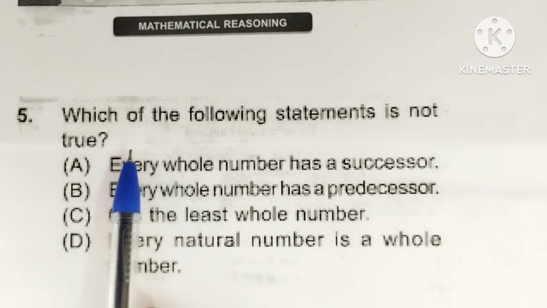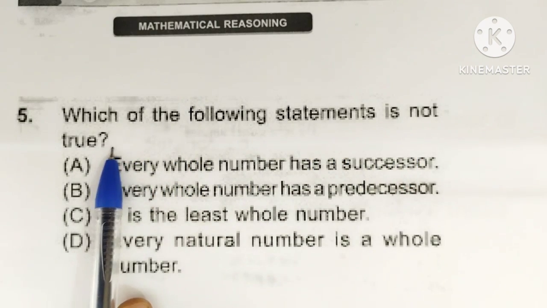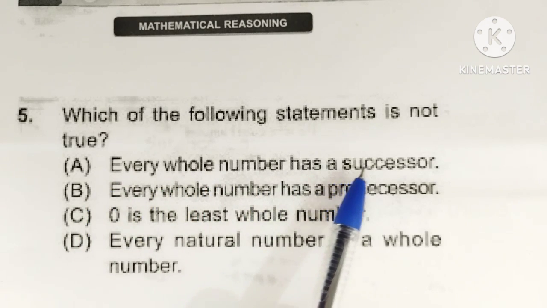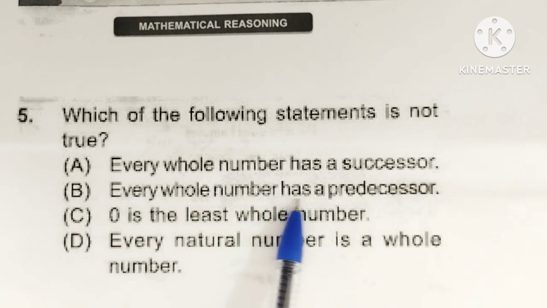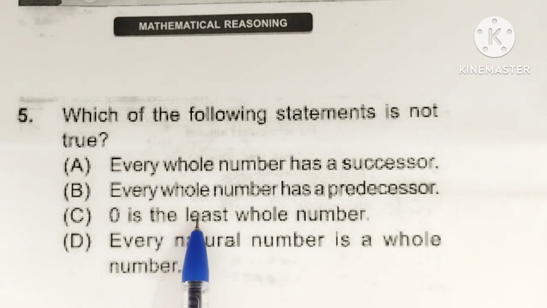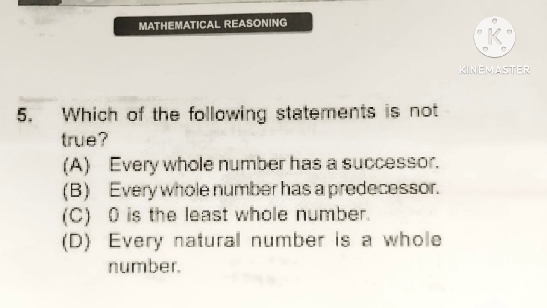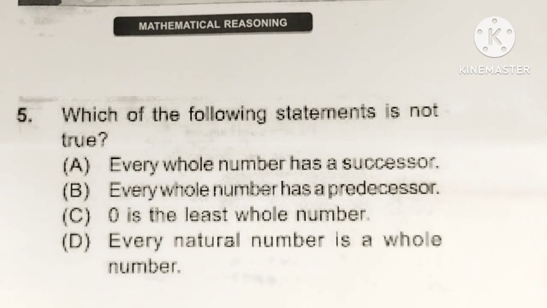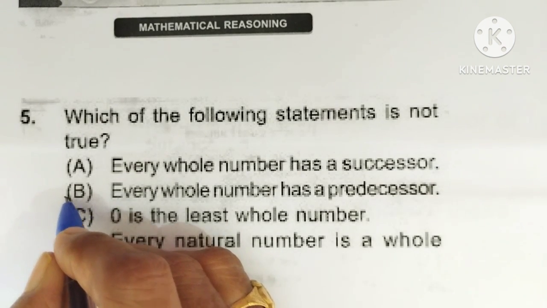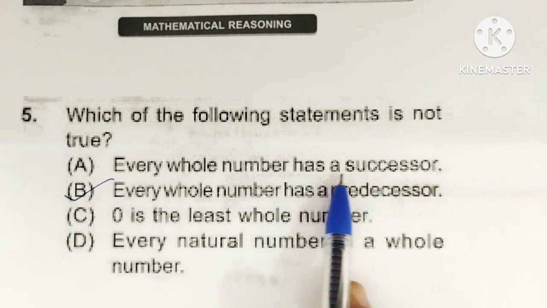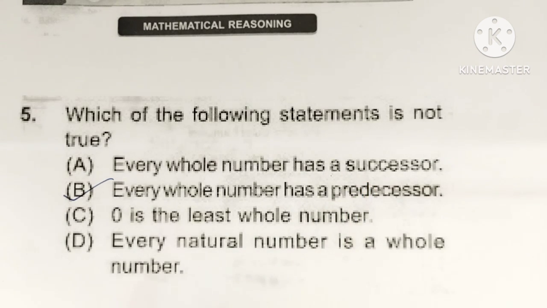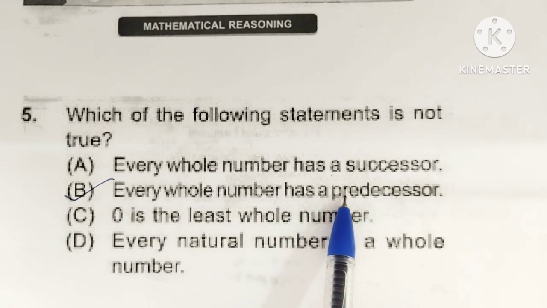Fifth question, which of the following statements is not true? A. Every whole number has a successor. B. Every whole number has a predecessor. C. 0 is the least whole number. And D. Every natural number is a whole number. B is the correct option. Every whole number has a successor and every whole number has a predecessor.